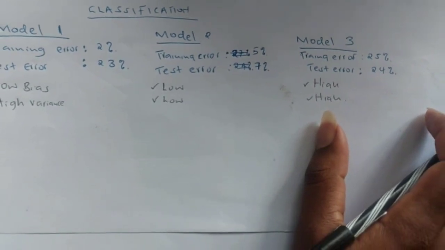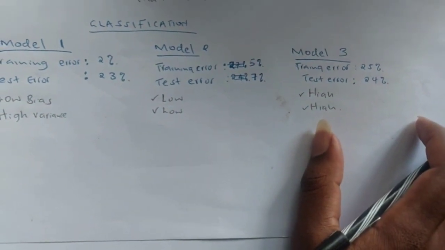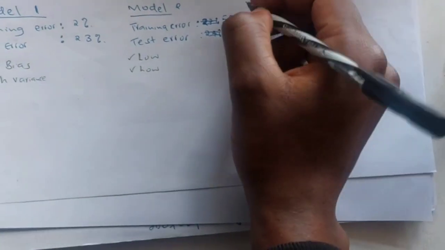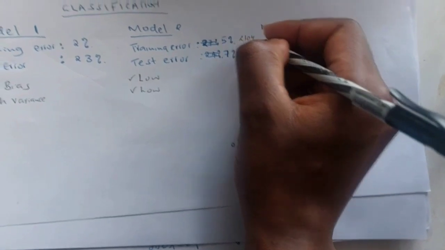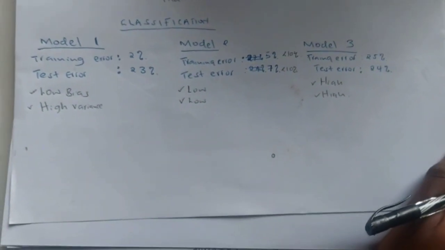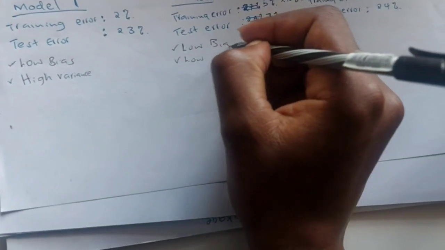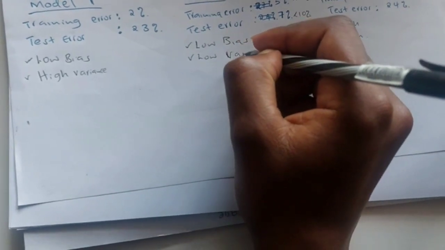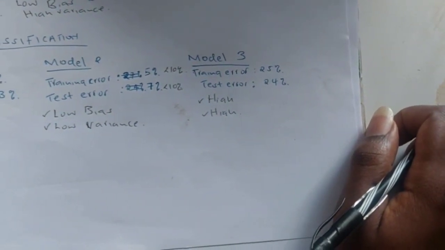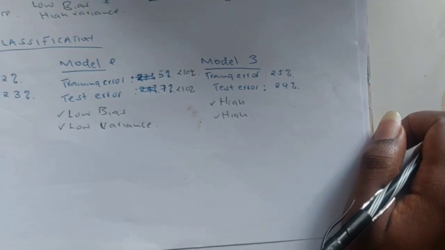Model 2, the training error is 5%, the test error is 7%. As you can see, these errors are very small. You can say that they are less than 10%. Since the training error and the test error are less than 10%, we'll say that it has a low bias and low variance. Our model 3 here, it has a training error of 25% and a test error of 24%.